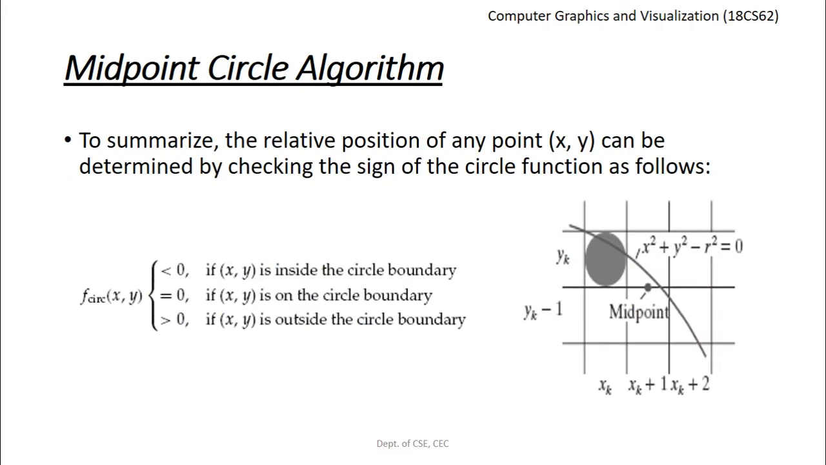So that is the midpoint circle generation algorithm. We use a circle function to determine whether a point is lying on the boundary of the circle. If it is negative, the point is lying inside the circle. If it is greater than 0, the point x comma y is lying outside the circle boundary.